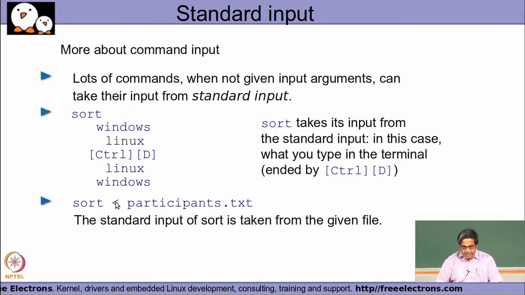So, if I have the contents that I want to sort in a file, and if I use this less than symbol here, what it essentially means is that I will be able to take the contents of this particular file and sort the contents which are available in the file as an input into the sort command, and the sorted contents will now be displayed on the standard output.